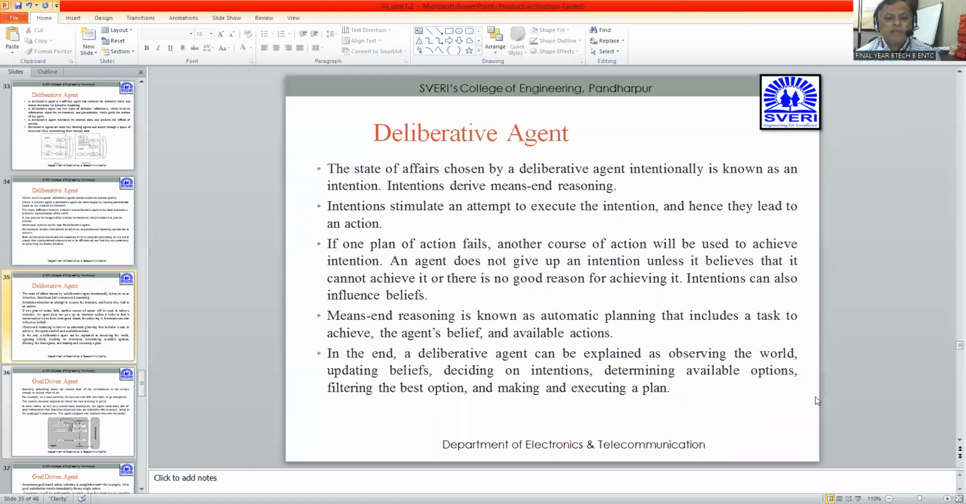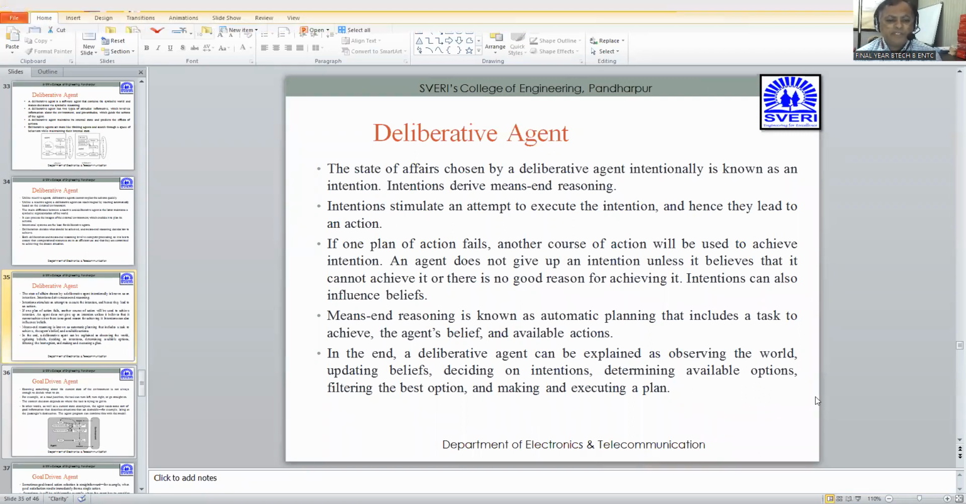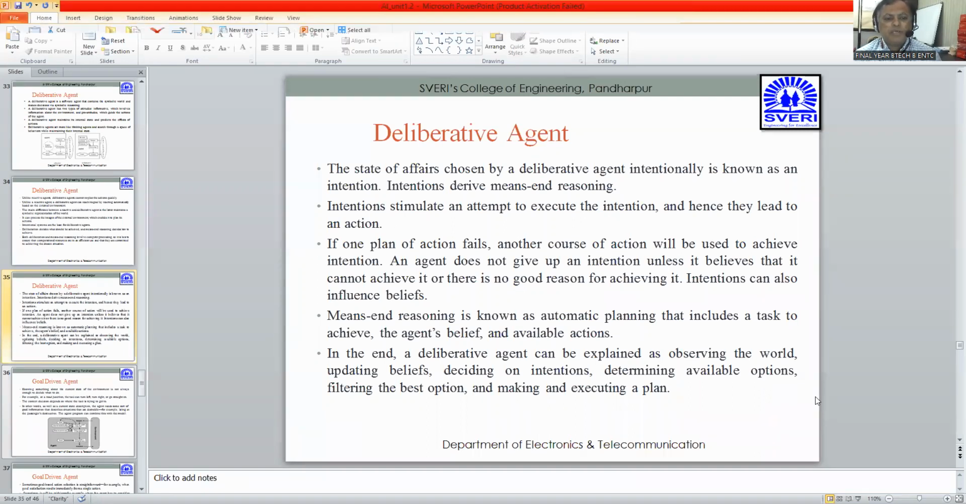In the end, the deliberative agent can be explained as observing the world, updating beliefs, deciding on intentions, determining available options, filtering the best option, and then making and executing a plan. First it will observe, what we call domain knowledge, then it will update beliefs, hold intentions, check available options, find the best option among them, and then make and execute the plan. That means it will try to achieve the goal that has been assigned, and that will be automatic planning in order to achieve the task. So based on beliefs, intentions, and available actions, it will work out. This is what the deliberative agent is about.